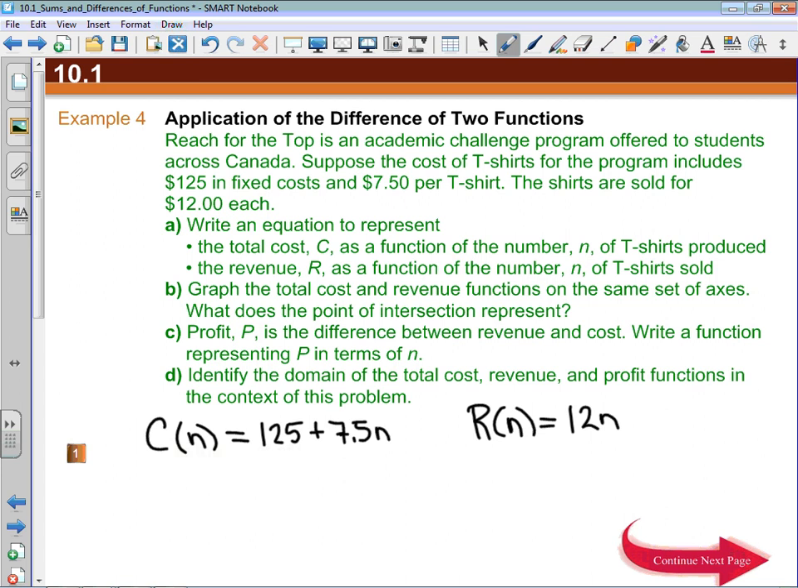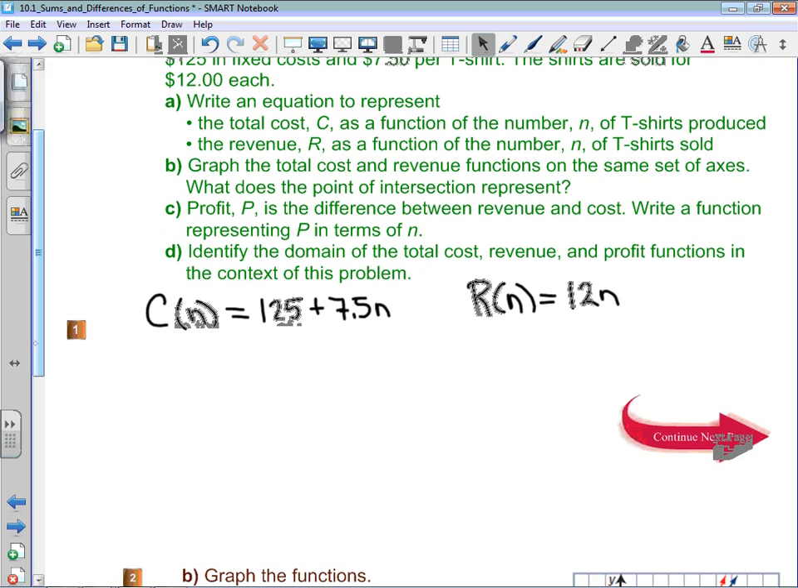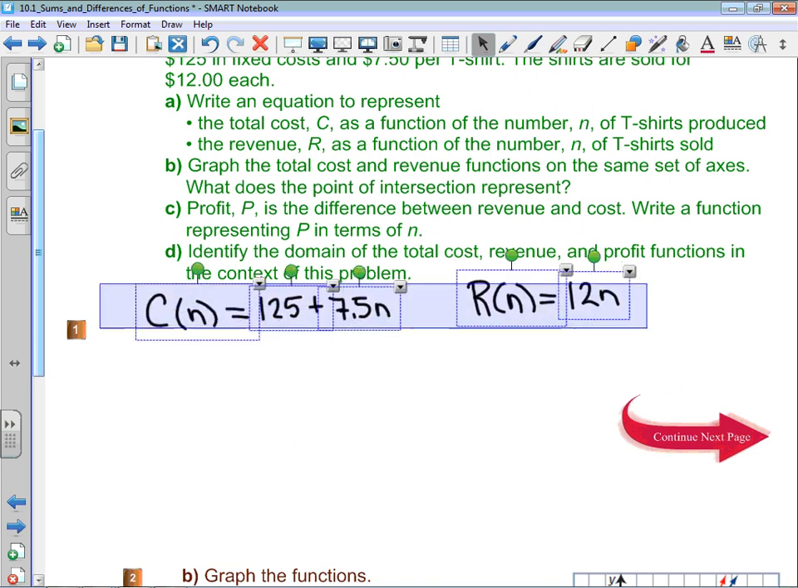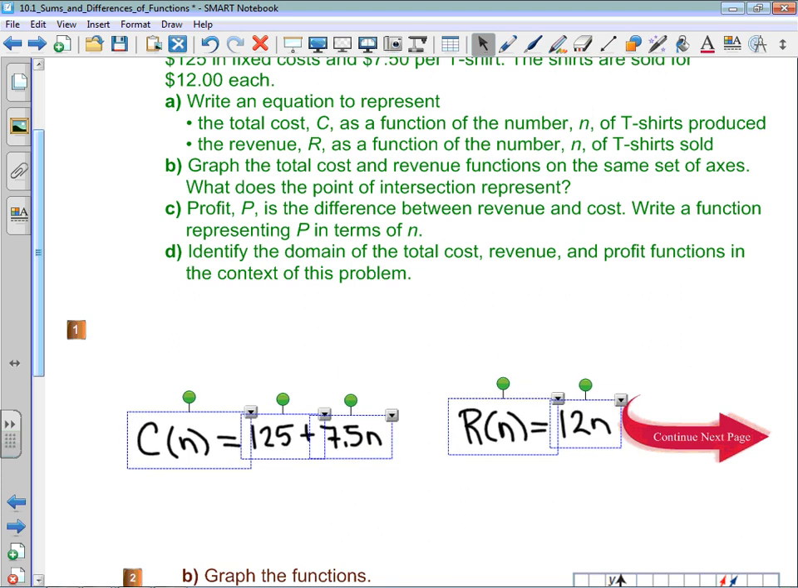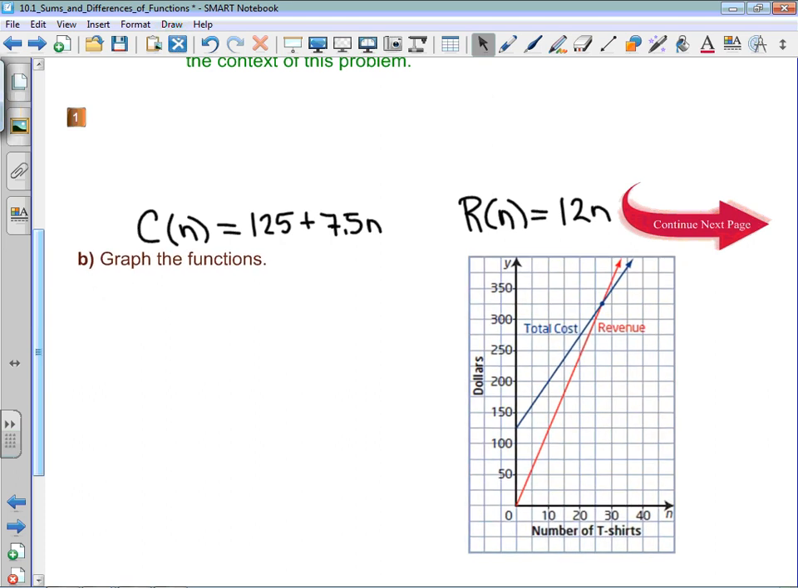Now, part B wants us to graph total cost and revenue functions on the same set of axes. And it's really important that the reason we're able to do that is we can make that assumption that we're going to sell all the t-shirts that we build, which is a heck of an assumption, but it's what we're going to roll with. So what I'm going to do is just drag these down a little bit because I have the graph below. And if we look at this particular graph, we see that the cost function, which is in blue, so that's C of n, and the revenue function is in red, eventually these intersect.